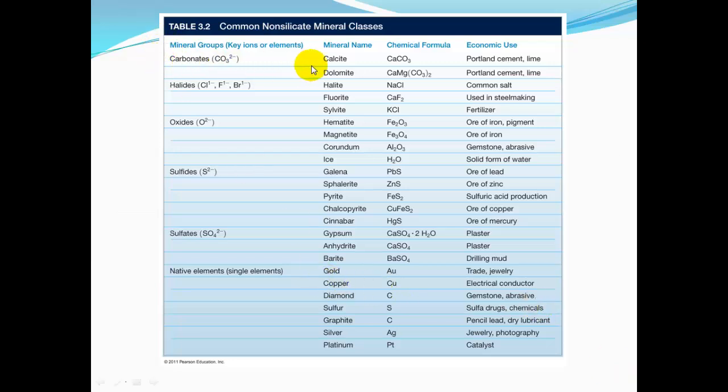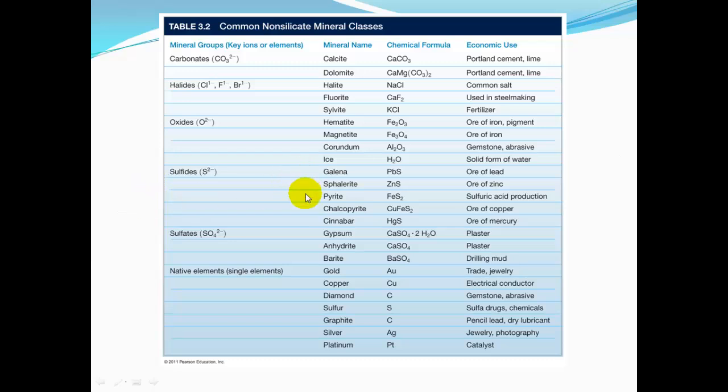And the carbonates, you might have heard calcite. Okay, it's used in making cement. Halides, like halite, which is table salt. Okay, and sylvite, which is used in fertilizer. Oxides have hematite and magnetite, which are ores of iron. Corundum is a gemstone or abrasive. Ice, well, yeah, ice is also a mineral when it's the solid form of water.